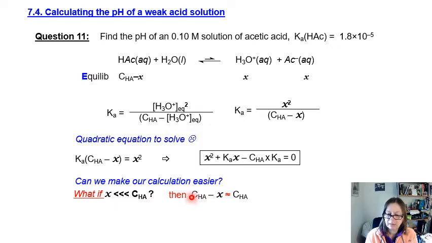And we can say that CHA minus X is pretty much equal to the nominal concentration. In other words, there's only very little of our weak acid that has given H3O+. If we can say that, then Ka equals X squared over the nominal concentration. This one is gone. And we can solve for X as being the square root of the nominal concentration times Ka. That would be gorgeous, wouldn't it?